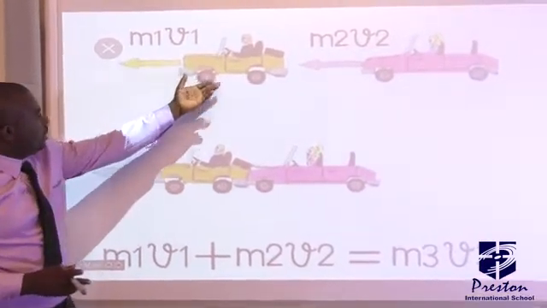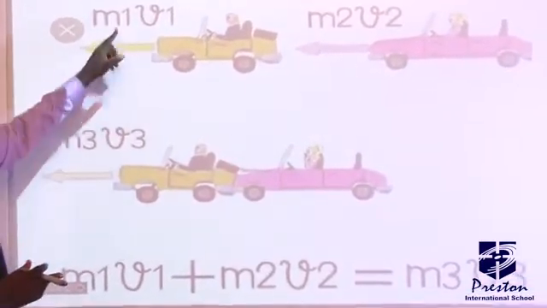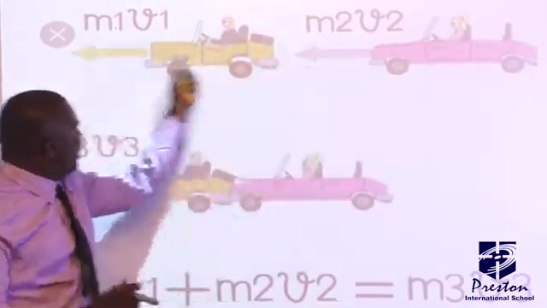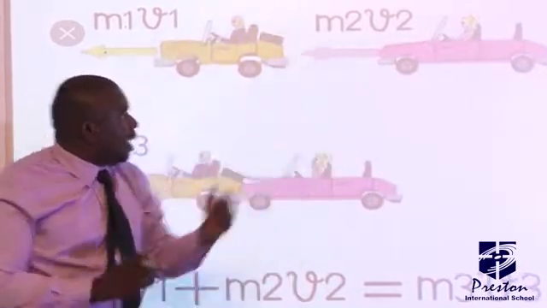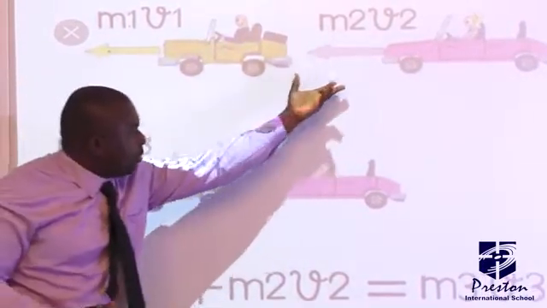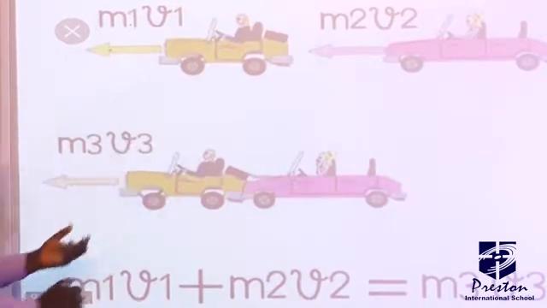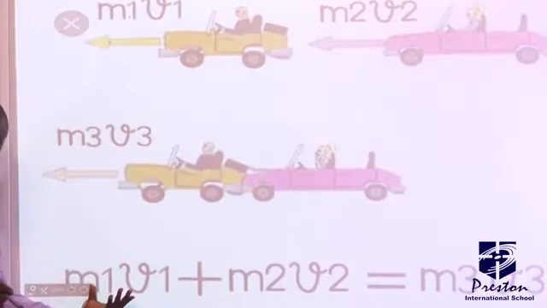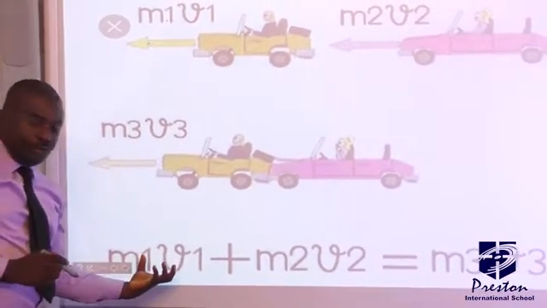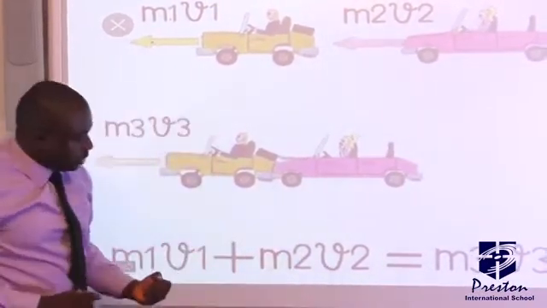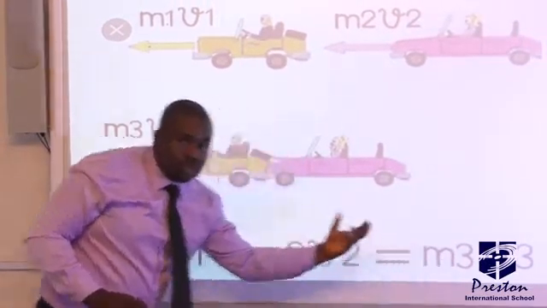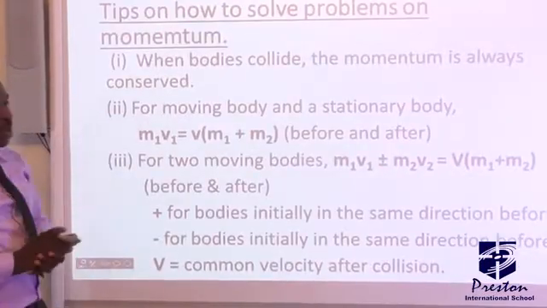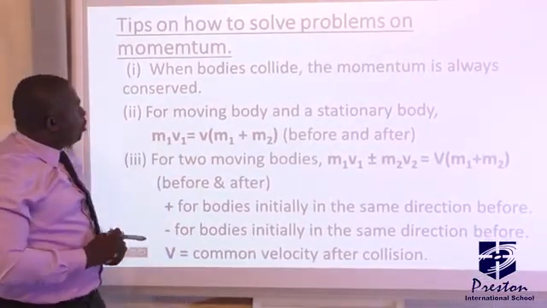From here, you can see this particular object in the form of a car with mass M1 and velocity V1. Another car is moving in the same direction with M2 and V2. If there's going to be a collision between the two, then we are going to have M3 and V3. That is to say, the momentum of the first plus the momentum of the second is equal to the momentum of the two after collision. So that is that. So let's look at the tips on how to solve problems on momentum.